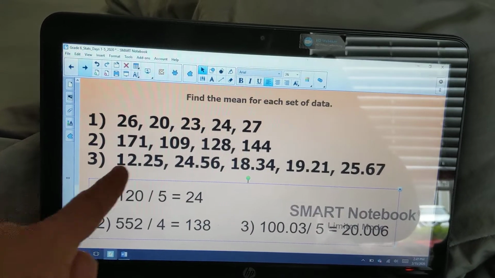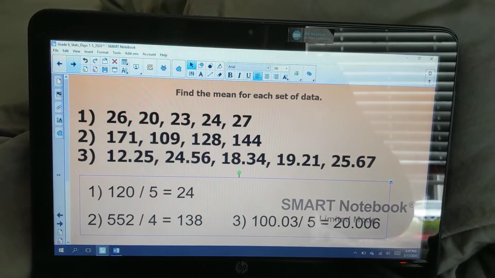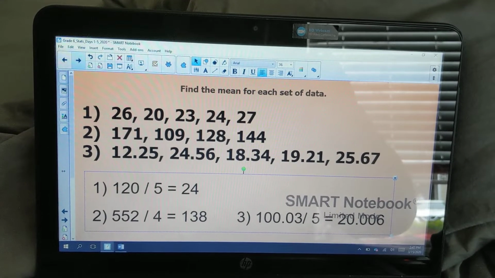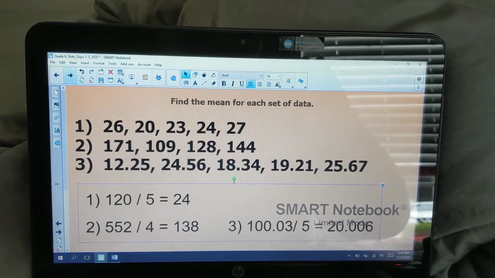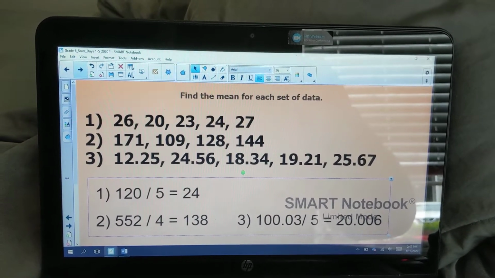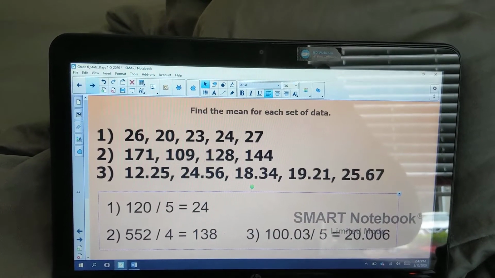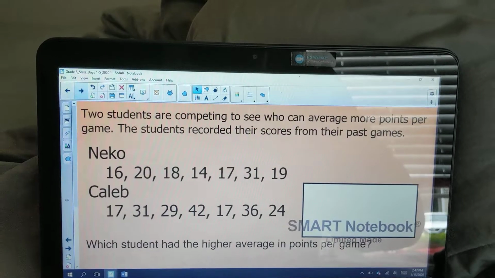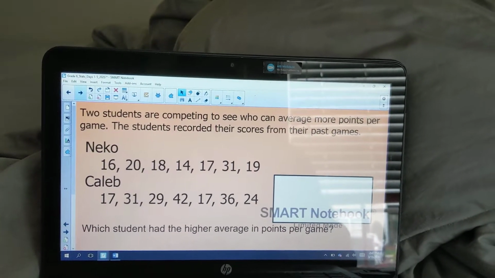In the last data set, there's 1, 2, 3, 4, 5 numbers. When we add those up, we get 100.03 divided by 5 because there are 5 numbers in that data set, and it gives us a mean of 20.006. Doing this with fractions or decimals or even negative numbers is the same process. You add up the total numbers and divide. Okay, on your own, go ahead and try this problem now. Pause the tape.